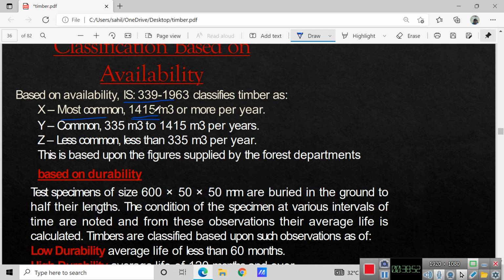It is available. And Y, common, is 335 cubic meter to 1415 cubic meter per year. Now Z, less common, which is very rare wood, which is available less than 335 cubic meter per year, is in Z category. This is based upon the figures supplied by the forest departments. Now this is data which is given by forest departments.